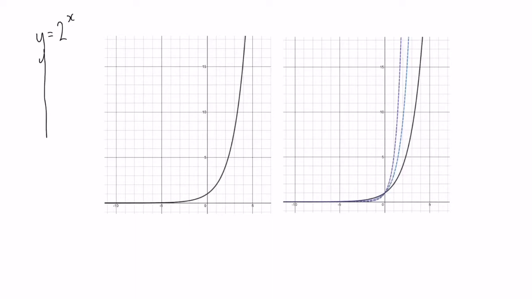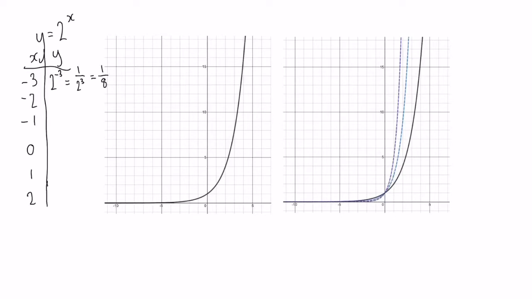Let's have a look at a table of values to see how this works. So I'm going to choose some values for x, and we're going to substitute that into our equation to find the matching y value. So 2 to the power of x, what if x was negative 3? 2 to the power of negative 3. When I have something to a negative power, I can rewrite that as 1 over 2 to the power of 3. So that will be 1 over 8.